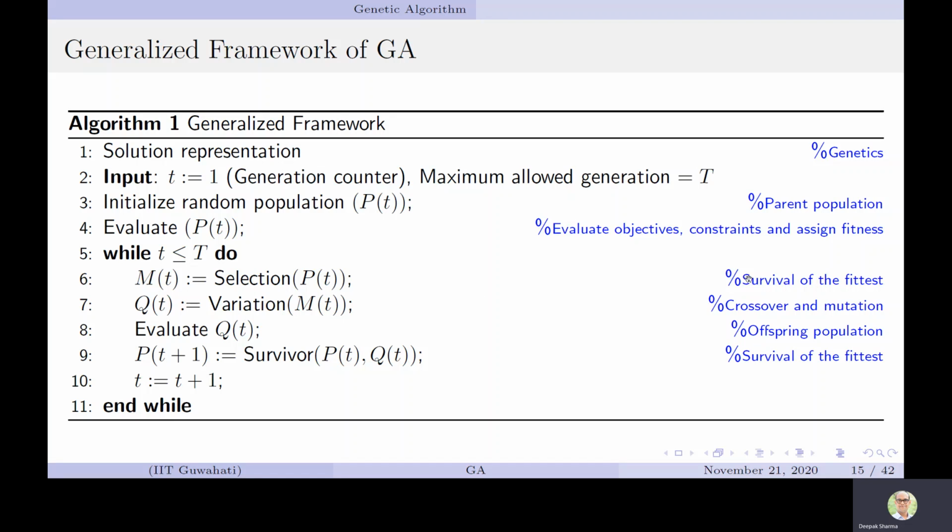Now we are in the standard loop of number of generations. We do selection, so that is survival of the fittest. We do variation, which is crossover and mutation. Then we evaluate, because the solutions in Q are all new. So we evaluate the objective function, constraint, and assign fitness. So Q will become the offspring population. Thereafter, as I discussed earlier, 10 plus 10, 20 solutions. So we have to use some kind of survival of the fittest so that we can choose the best 10 solutions. And then we keep on moving in this loop till t is greater than capital T.